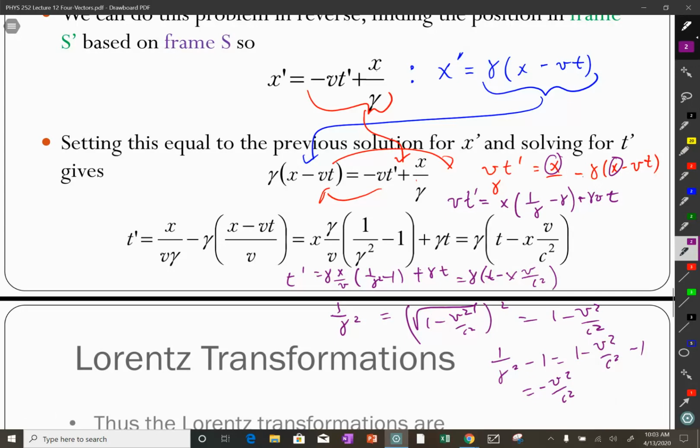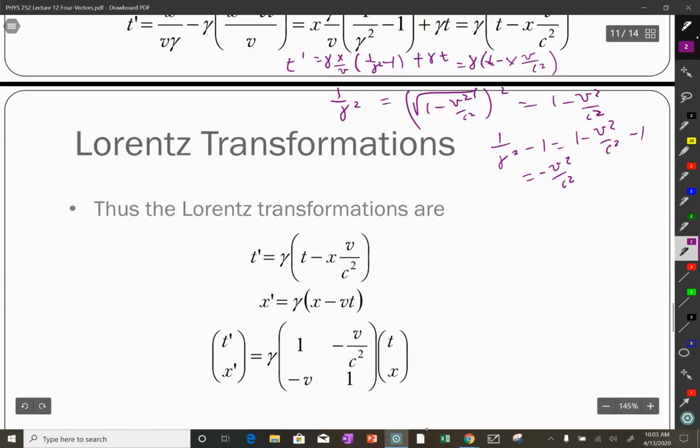So now I have equations that say t prime is gamma times t minus x v over c squared, and x prime equals gamma x minus vt. So I can fill in that little matrix I had before. That is, t prime is equal to gamma times, those gammas everywhere, so that's what's up front. And then it's 1 times t, minus x times v over c squared. And x prime is equal to gamma times minus v t, and then plus x. So it's the same two set of equations. We found what a and b and c and d are.